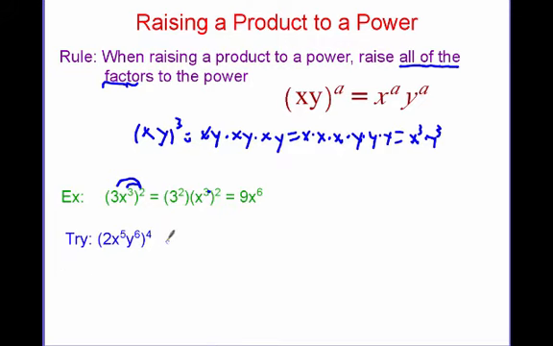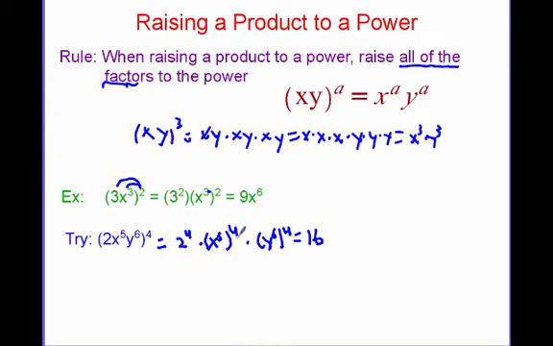All right, let's check and see how well you did on this. 2x to the 5th, y to the 6th, all to the 4th. We know that that works out to be 2 to the 4th times x to the 5th to the 4th times y to the 6th power to the 4th. 2 to the 4th power is 16.